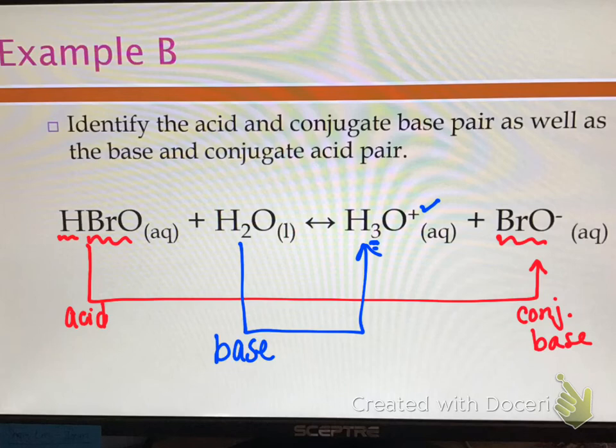So in the reverse, it loses it. So it acts like the acid in the reverse, but we're going to call it the conjugate acid. And again, if you remember, the conjugate version is always just the opposite of what was on the reactant side.